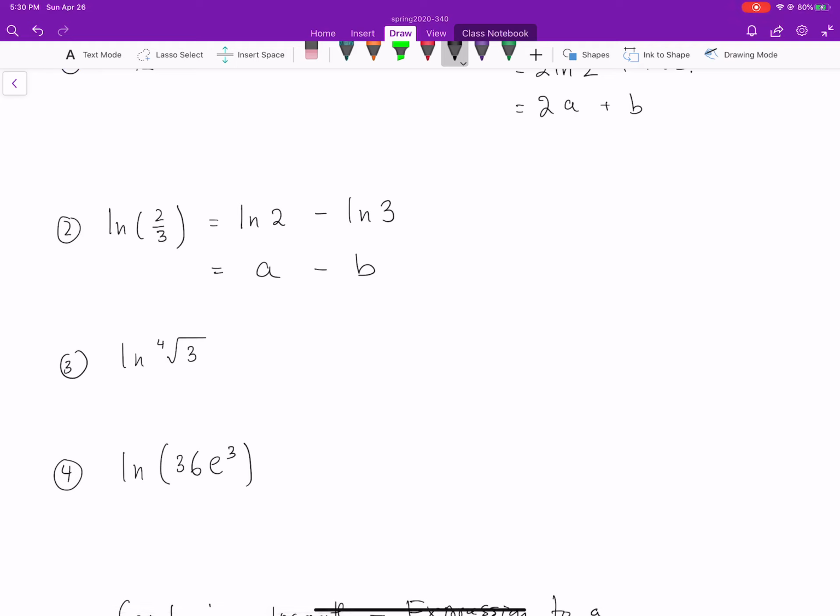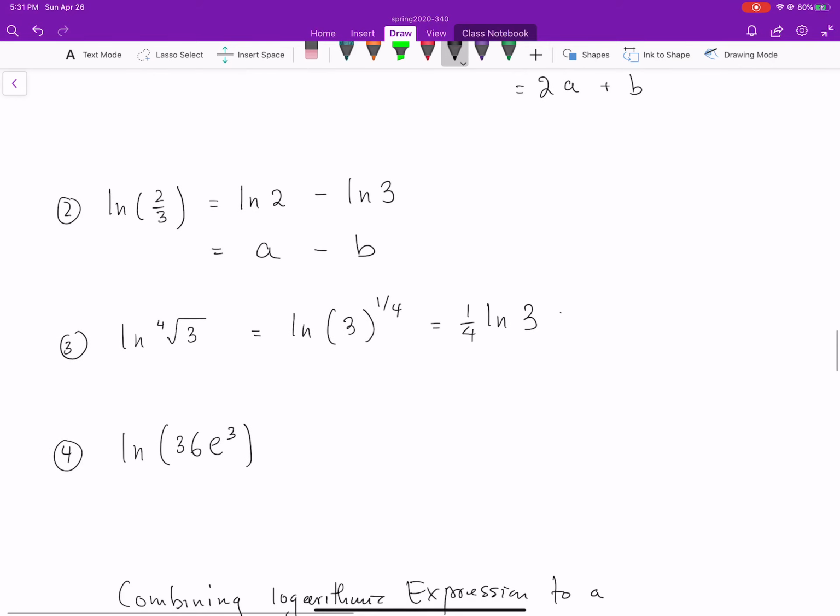Okay, let's look at something like this. Question 3 says ln of the fourth root of 3, which means I can rewrite this as ln of a rational exponent, that is the same as 3 to the 1/4. And I can rewrite by dropping the power down, which is 1/4. So I get 1/4 ln 3. And I know what ln 3 is. ln 3 is equal to b. So I end up getting 1/4 b.